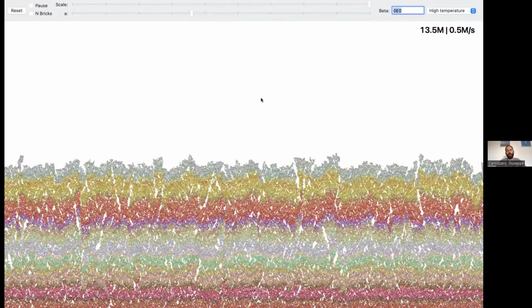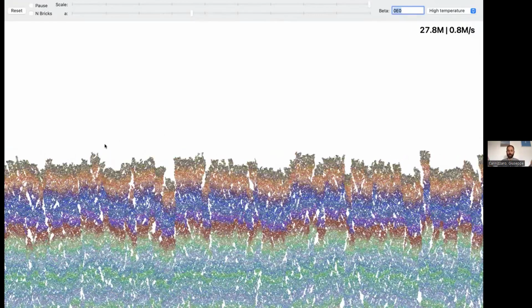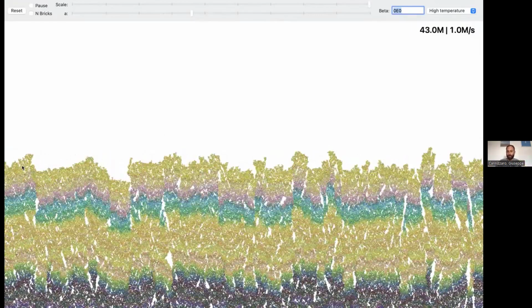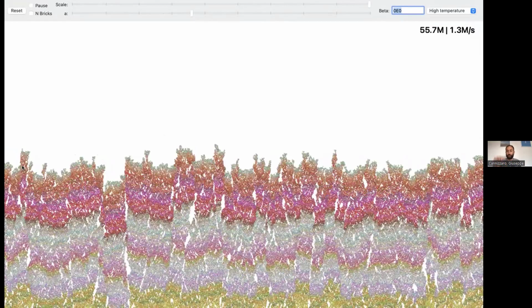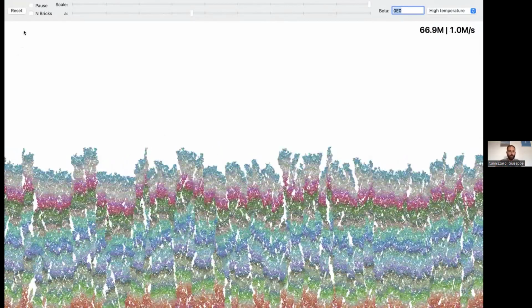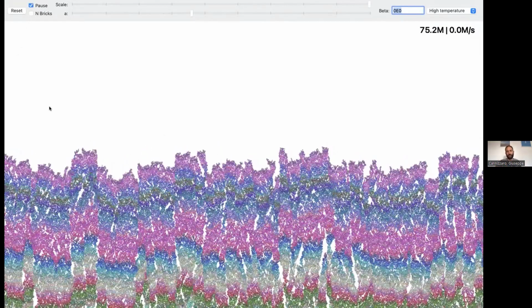And this is what you see at large scales for ballistic deposition, for a zero ballistic deposition, so the case in which we take beta equal to 0. Now, let me pause for a second.